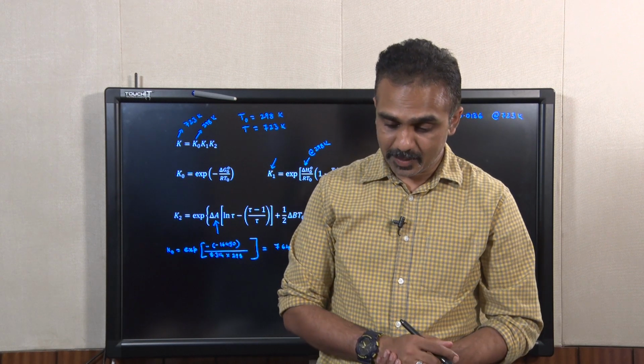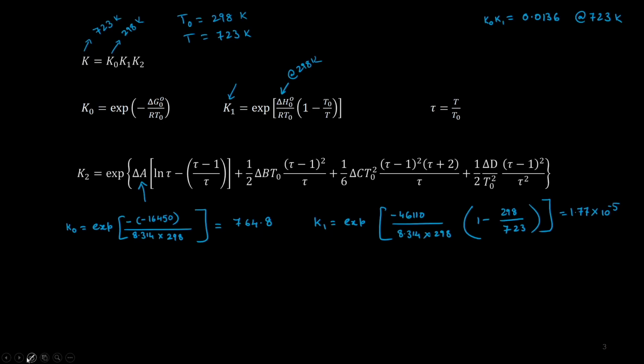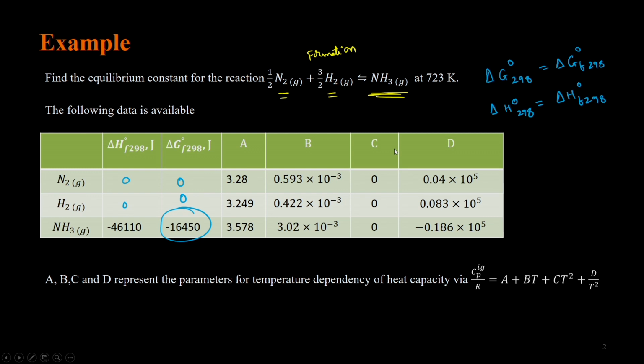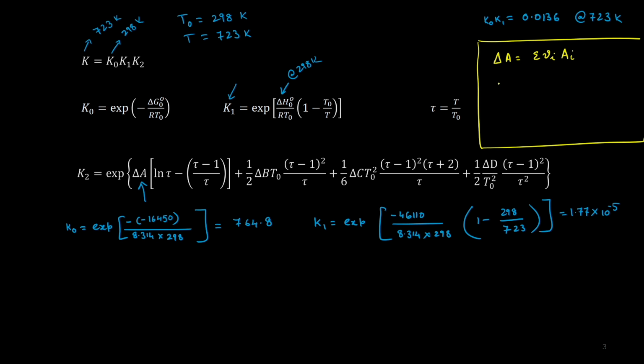And the way we do that is using the expression given here. If you recall, delta A is sigma nu_i A_i. What we are given are the parameters for specific heat capacities A, B, C, and D for each of the species. In that sense, delta A is going to be nu for ammonia times A for ammonia, plus nu for nitrogen times A for nitrogen, plus nu for hydrogen times A for hydrogen.